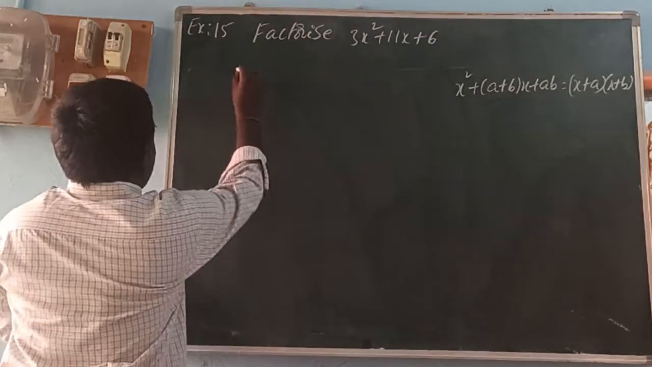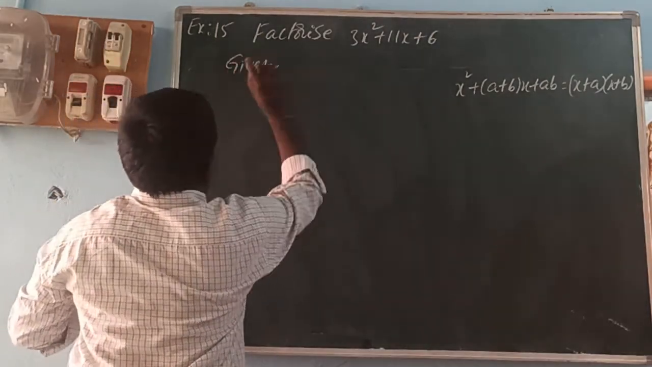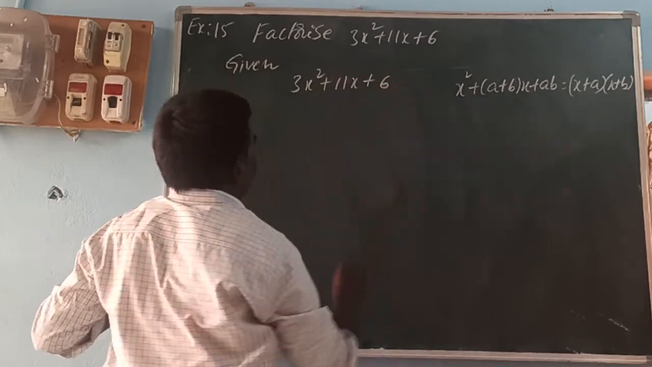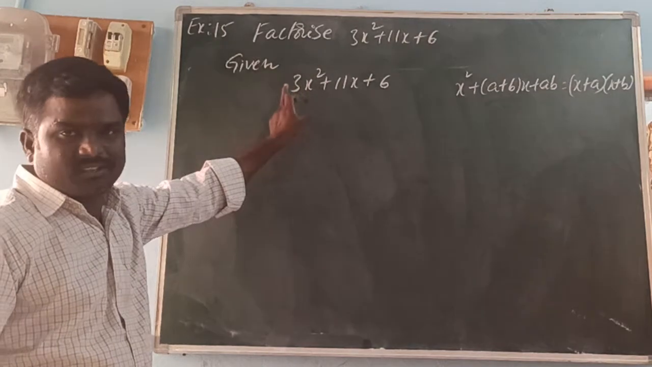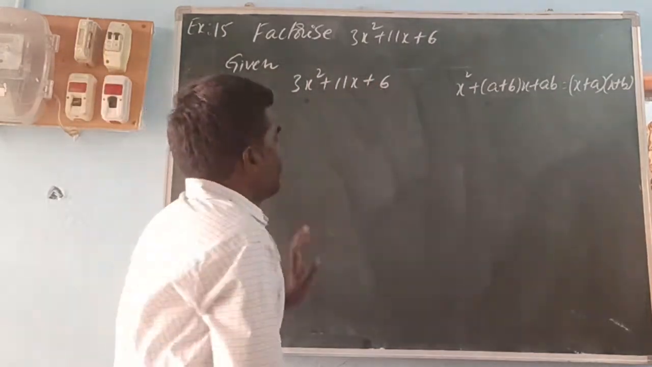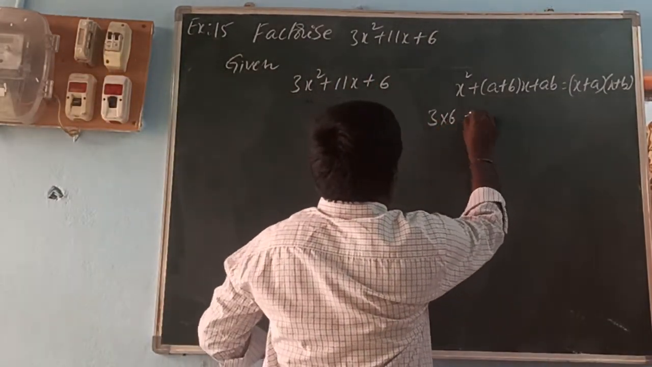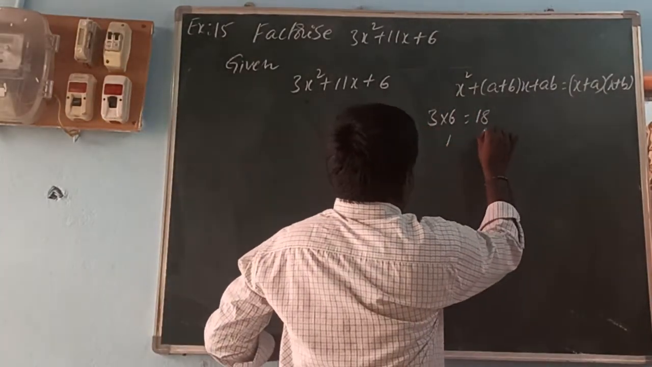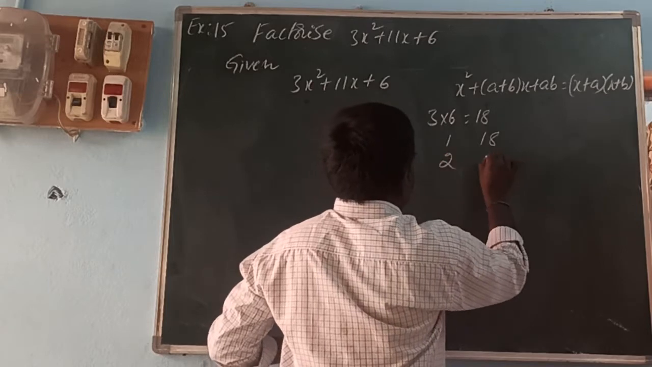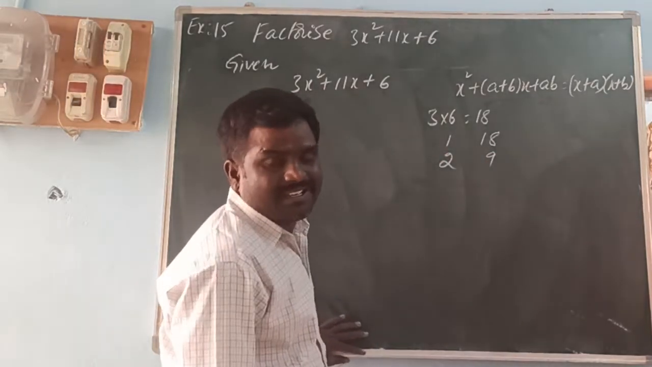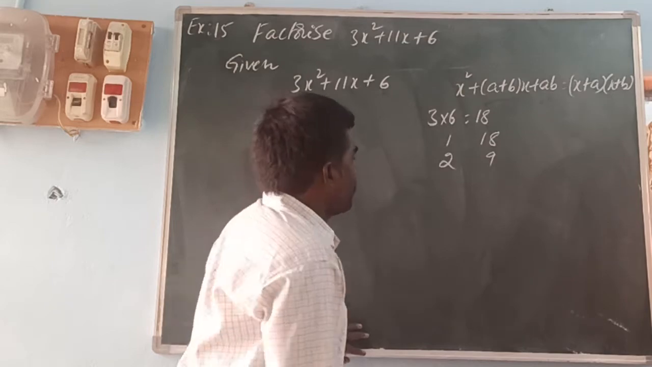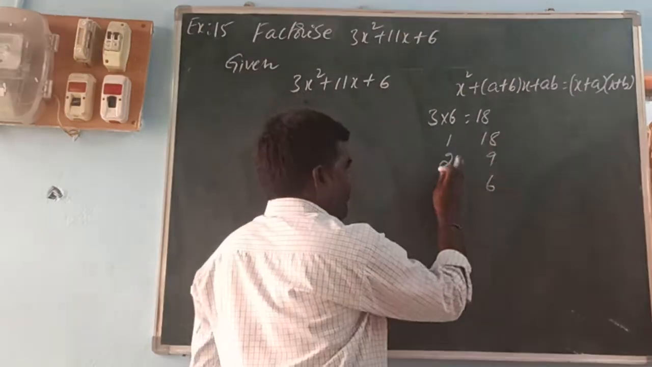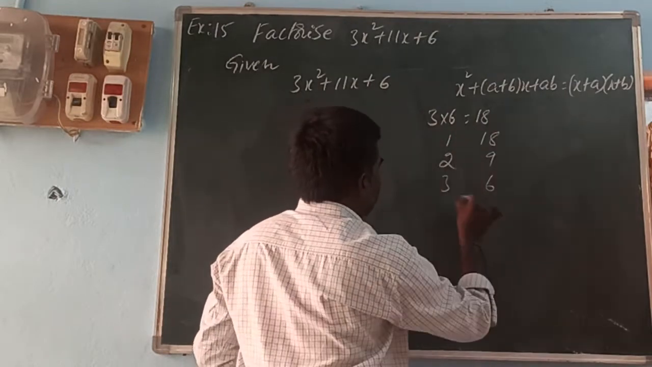So here the given polynomial is 3x square plus 11x plus 6. Here x square coefficient is how much? 3. Constant is how much? 6. So 3 sixes are 18. So what are the factors of 18? So here 1 18s, 2 9s, factors are nothing but multiples. So 2 9s, 3 6s, 6 3s, 9 2s, 18 1s. These are the factors of 18.